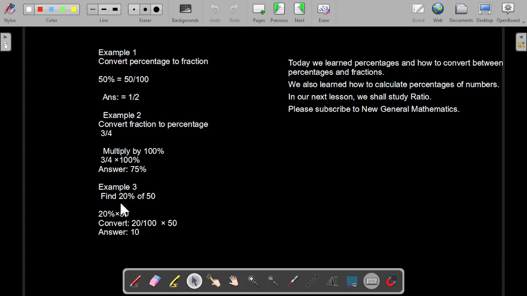Example 3: find 20% of 50. I want you to take note of this statement because, as I said, as we move on into mathematics, you are going to be seeing these terms. Now, find 20% of 50. Look at it very well. What this is telling you is that anytime you have a statement like this, "of" simply means multiplication. Anytime you have "of" in mathematics, it means multiplication. If you have "and," it means subtraction, right? So right now, this is 20% of 50.